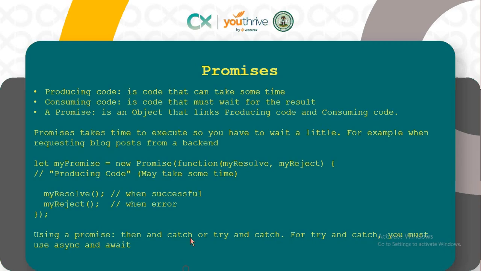So in this video we are going to learn how to use JavaScript promises. Now when it comes to JavaScript promises, it's good for you to understand the following thing. A producing code is a code that can take some time. So then we have the consuming code. The consuming code is a code that must wait for the result. So a promise is an object that links producing code and a consuming code.